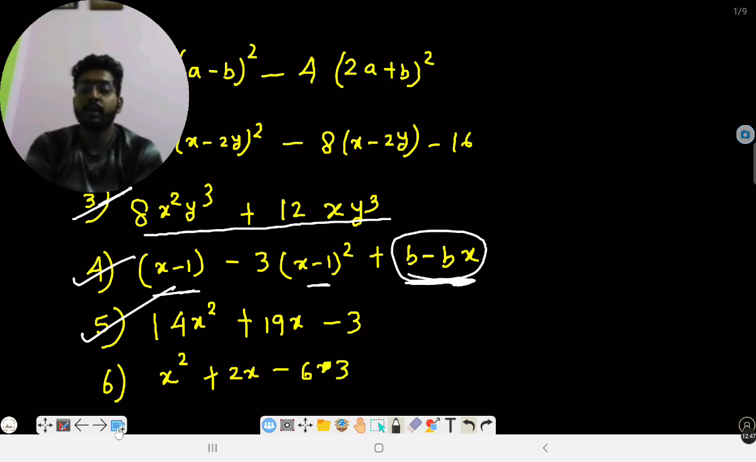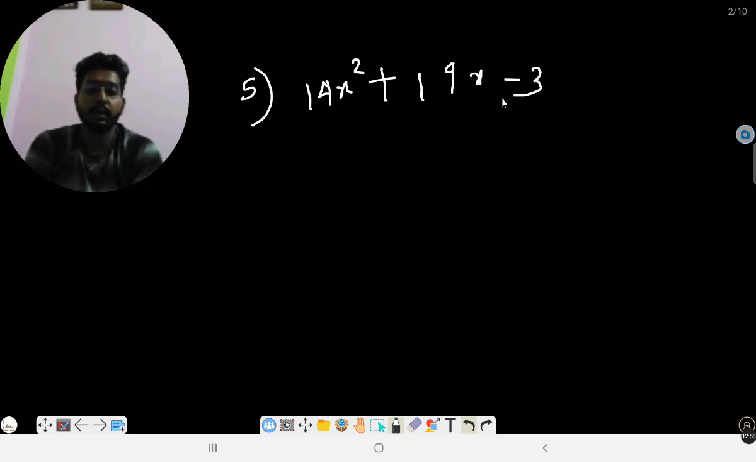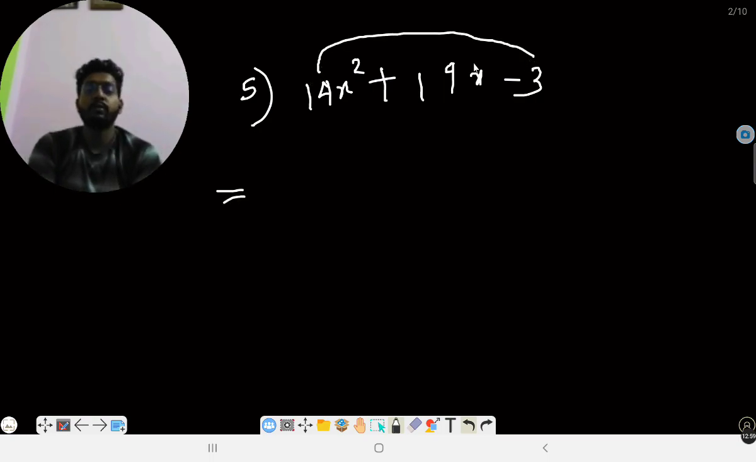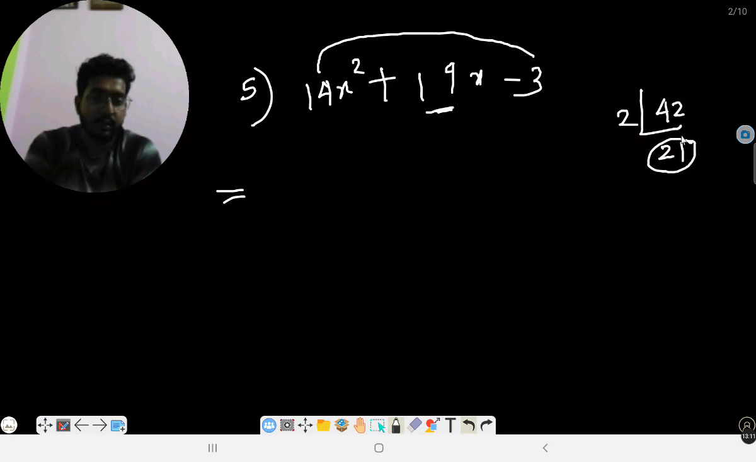So question number 5, again this is a middle term. Here it is given 14x square plus 19x minus 3. Now for the middle term, first you have to multiply these two. That means 14 3s are 42. Now factor this one, that will be 2 into 21. Now simply we can see here 19. So 19 can be written as 21 minus 2. We know 21 minus 2 is 19.